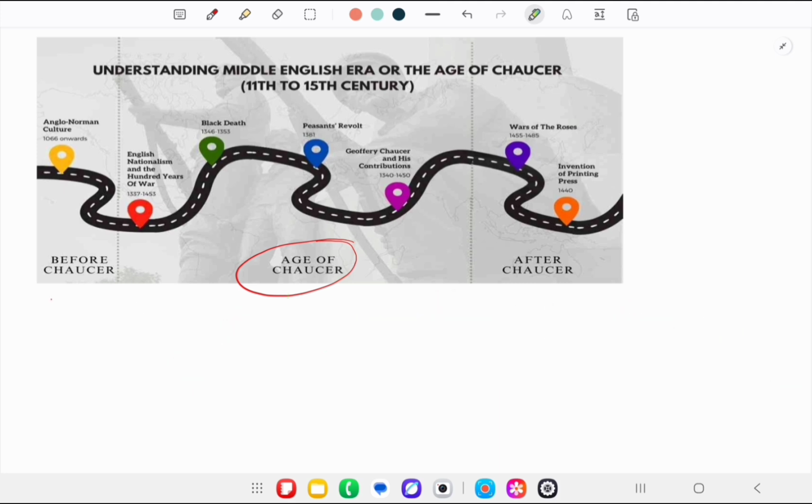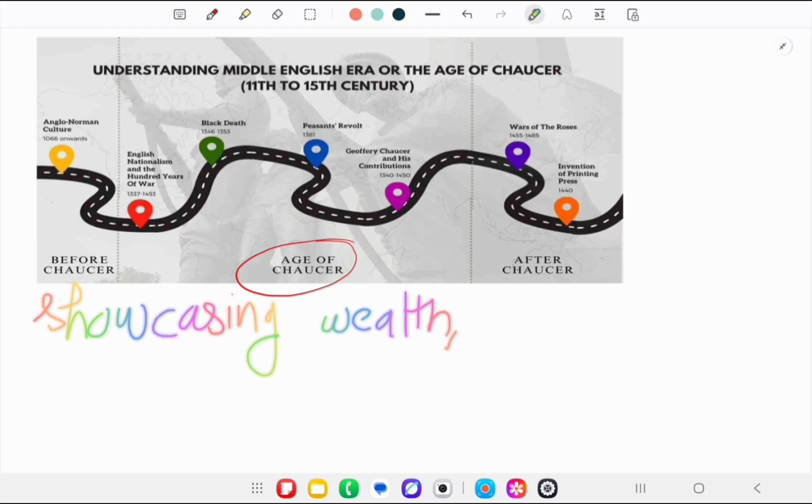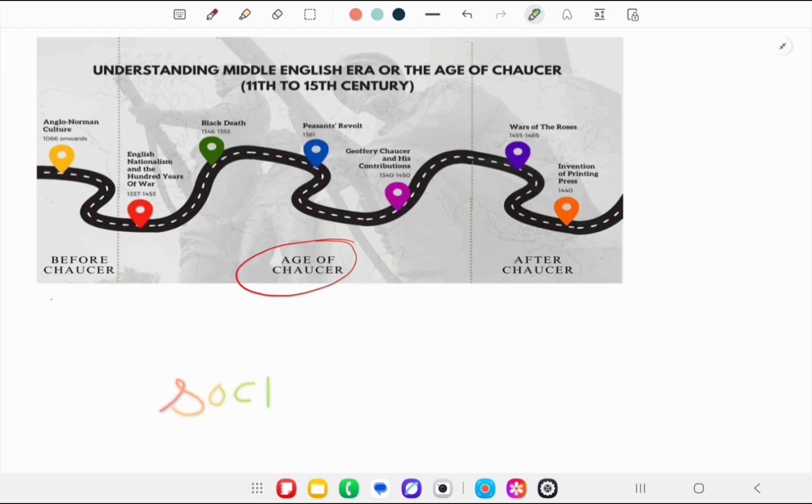In the dining customs observed then, the aristocratic culture emphasized showcasing wealth, hospitality, and social status.